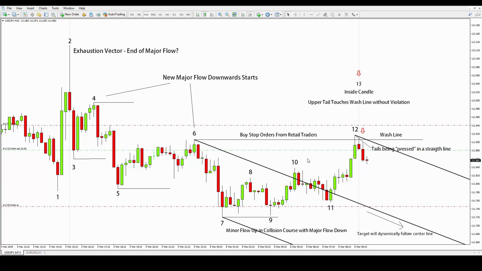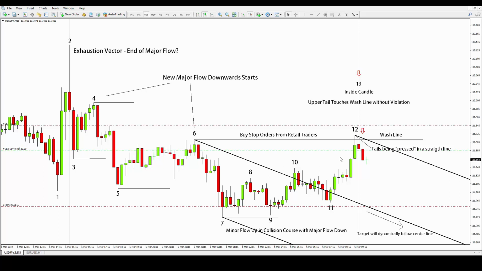However, in number 12 is where things go south for the retail traders. Observe that candle 12 only pierces the high number 6, and then it closes below that level. In other words, the retail traders were triggered, so there is a massive burst of liquidity in the market.